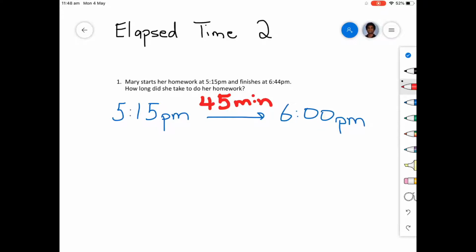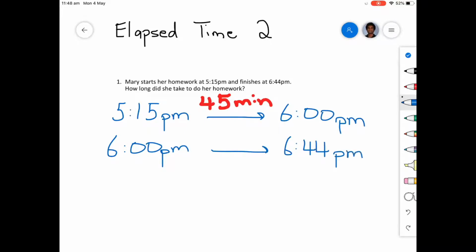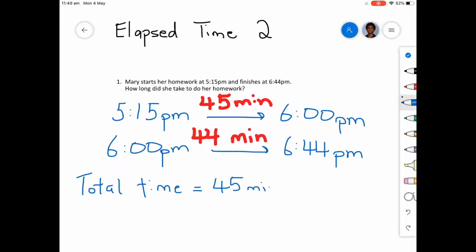Our next step is to go from 6 p.m. to our final time. And our final time from this question is 6:44 p.m. And just like the first step, how many minutes pass between 6 and 6:44? Well, that's 44 minutes. Our last step is to work out what was the total time from the beginning to the end. The way we do that is we add our two checkpoints together: 45 minutes plus 44 minutes. When we combine those two together, we get 89 minutes.